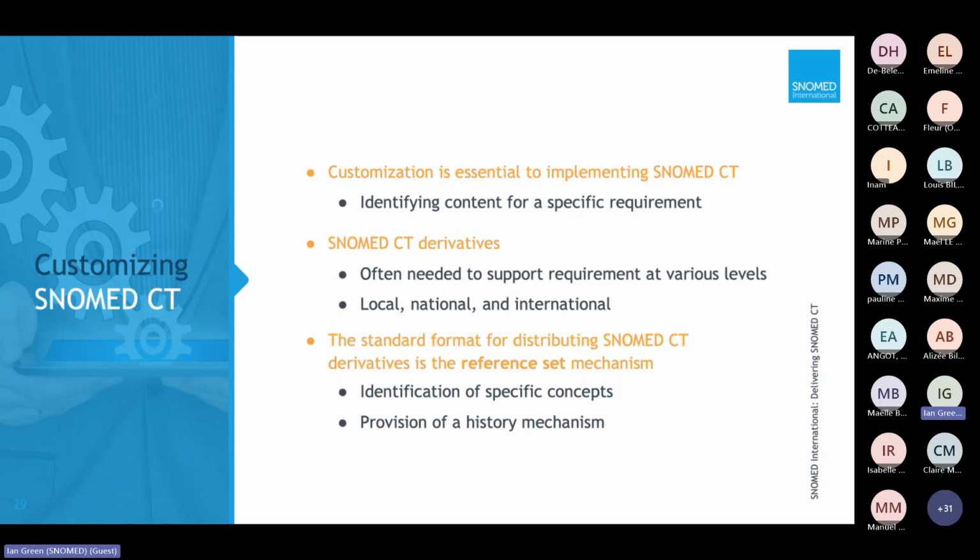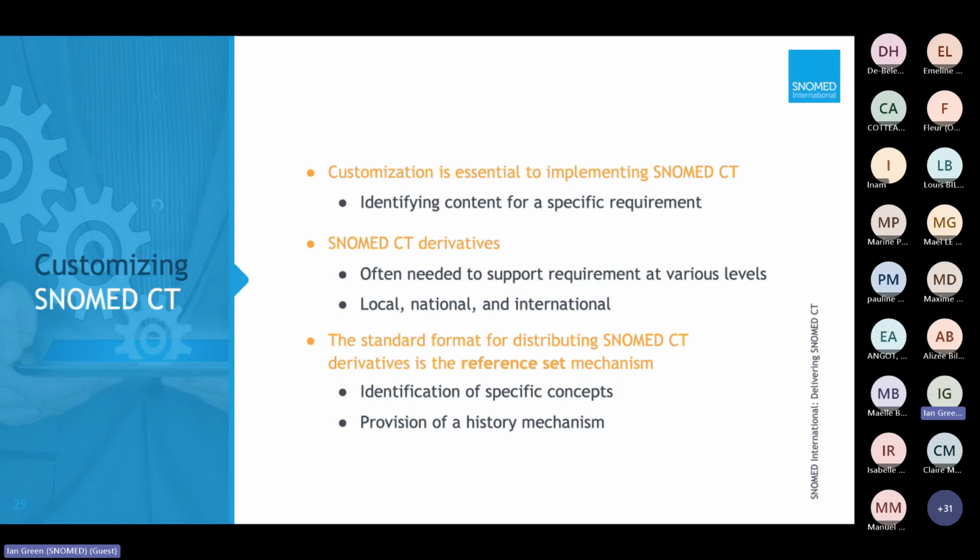The standard format we use to distribute any derivative products, any of the reference sets, so any of the subsets, we'll come back to reference sets in a minute. We use RF2, so we use a specific format. The format obviously identifies what the concepts are, but it also provides a history mechanism, the same as we discussed this morning about SNOMED in general. So when things were in the subset, when they got added, equally when they got deprecated over time. So you can map over time how that subset has changed.